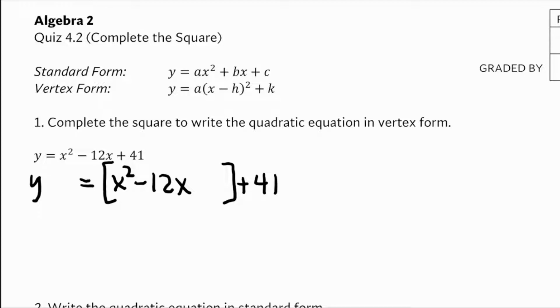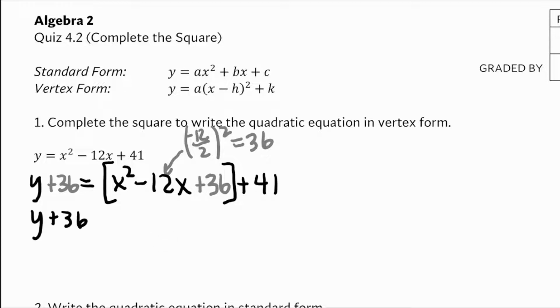The number that I'm going to add to both sides is going to be, all right, I'm going to take that negative 12, and I'm going to divide it by 2. That'll be negative 6, and I square it, and that'll be 36. Okay, so I'm going to add 36 over here, and I'll add 36 over there to be fair, right? And then the thing in the box is going to become x minus 6 squared when I factor it.